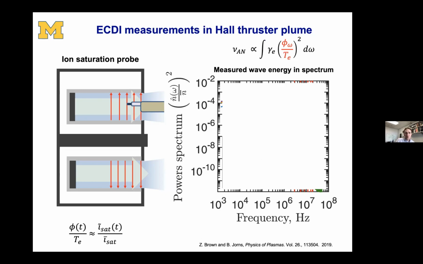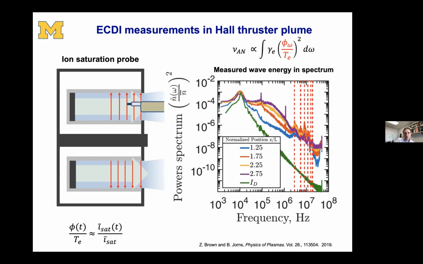So I'm going to show the power spectrum as a function of frequency for a couple of different spatial locations. This is color coded, and it follows the same convention that I had earlier: Z over L denotes distance from the anode, normalized by the length of the channel itself. So blue is closest to the anode, and then we make our way progressively downstream going to purple.